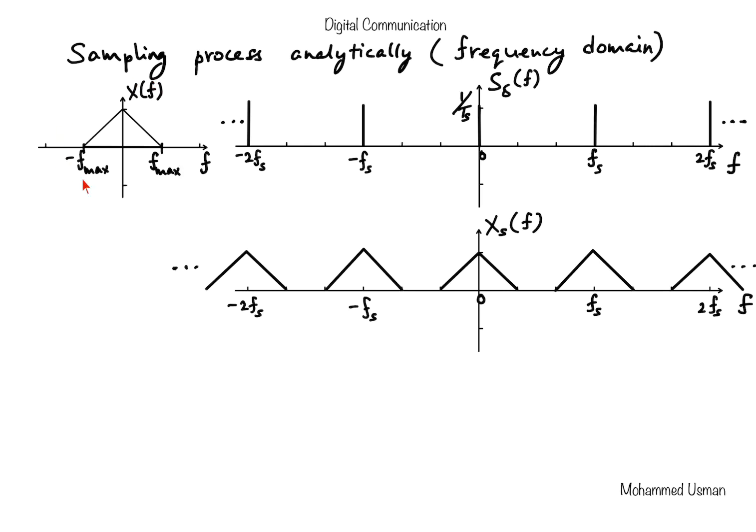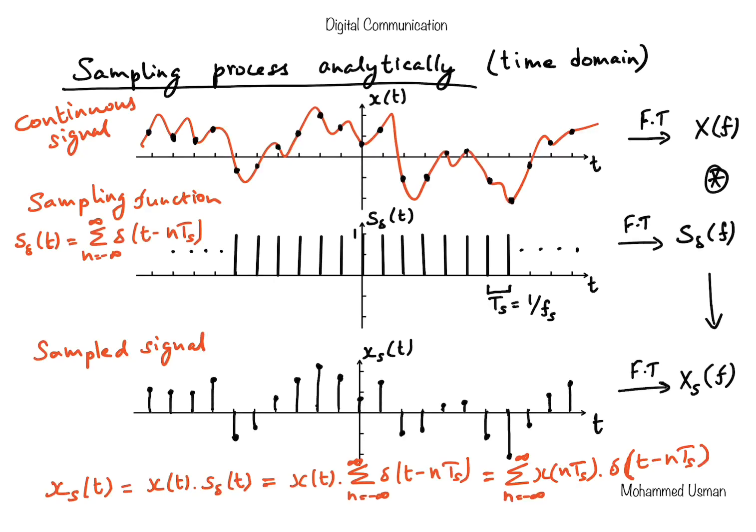So we have this, which is the spectrum of our continuous signal, which has the highest frequency component of f max. And then we have here the spectrum of the sampling function, which is an impulse train, and the spectrum of an impulse train is also an impulse train, but in the frequency domain. So since we had the sampling function denoted as summation of delta of t minus nTs, its spectrum would also be an impulse train, but in the frequency domain as delta of f minus nfs.